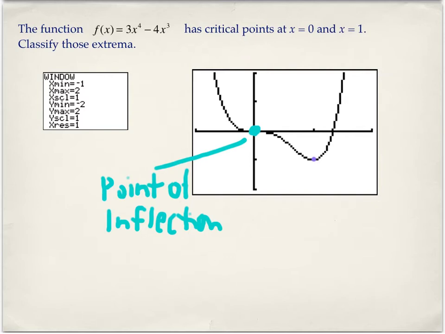Alright, and then clearly we have another point here. What would I classify that as? That's at x equals 1. Certainly it's a minimum. Is it the absolute minimum? And yeah, I think we'd have to say yes, that it is that absolute minimum. The graph doesn't appear to go any lower than that y value wise.